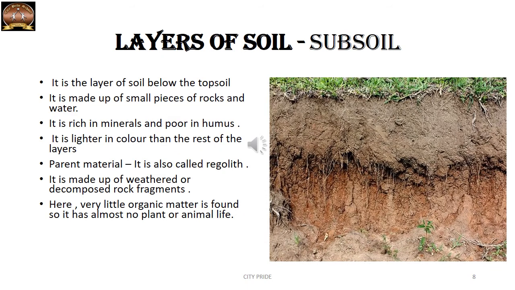Now the next layer, which is just below the topsoil, is the subsoil. It is made up of small pieces of rocks and water. It is rich in minerals and poor in humus. It is lighter in color than the rest of the layers. Below the subsoil is the parent material, which is also called regolith. It is made up of weathered or decomposed rock fragments. Here very little organic matter is found, so it has almost no plant or animal life.